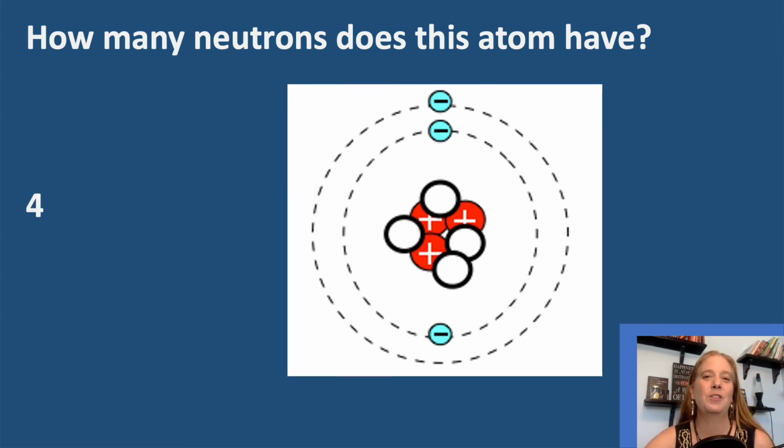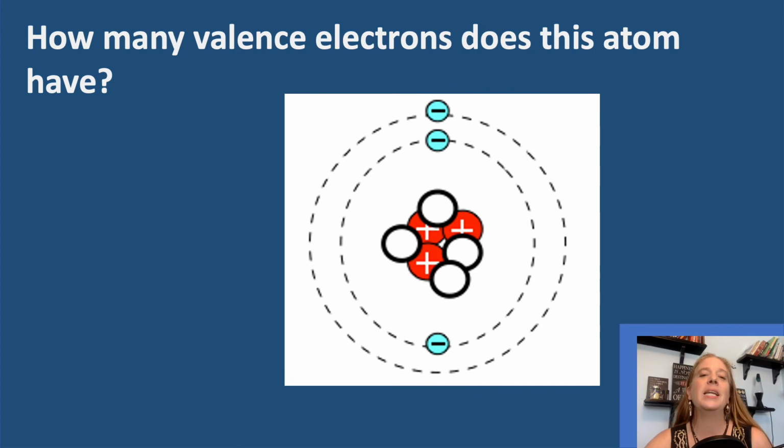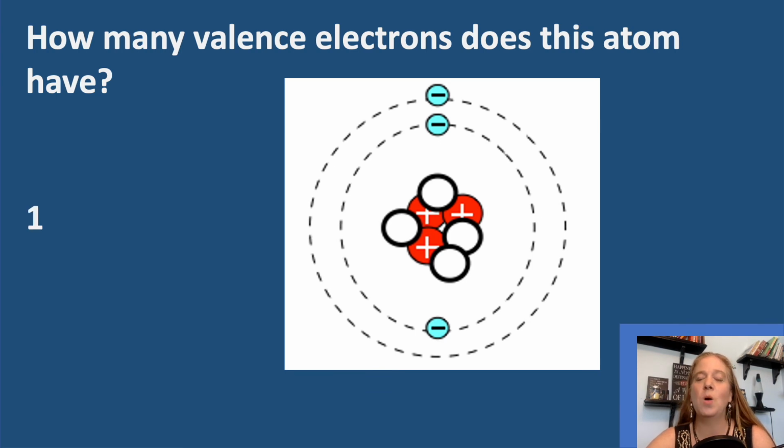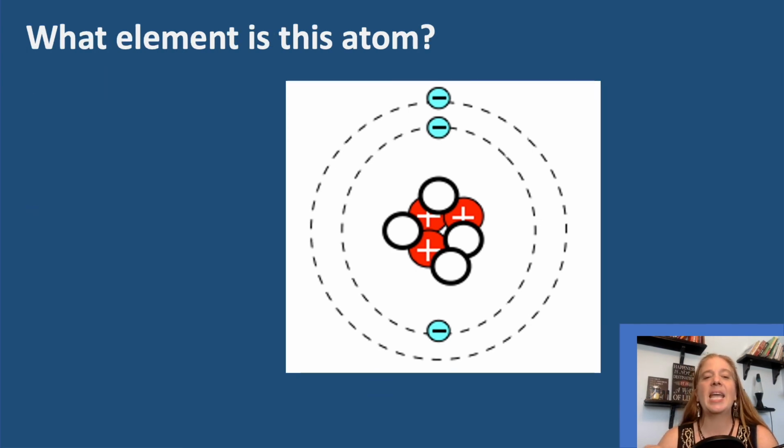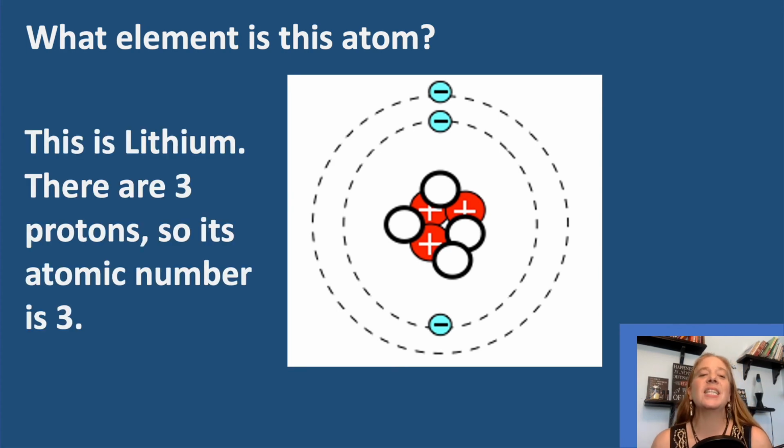How many neutrons does this atom have? The correct answer is 4. How many valence electrons does this atom have? Just 1. And what element is this atom? Well, this is lithium. There are 3 protons, so its atomic number is 3. And if we look at the periodic table, the element with atomic number 3 is lithium.